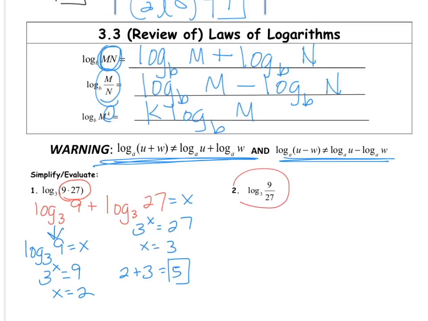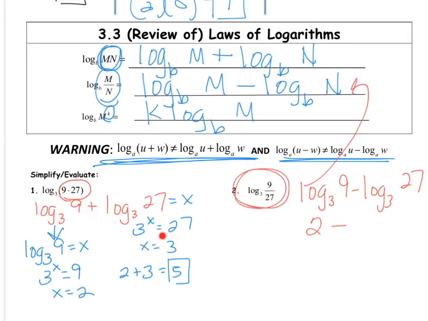Now this next one, there's a couple ways we could do it. For the sake of learning this property here, let's go ahead and use the fact that we can change this to subtraction. Log base 3 of 9 minus log base 3 of 27. So we just found out over here that the log base 3 of 9 was 2. So we can put in 2 minus, and then we also found over here that the log base 3 of 27 is 3. So just minus 3 equals negative 1. So there you have it.